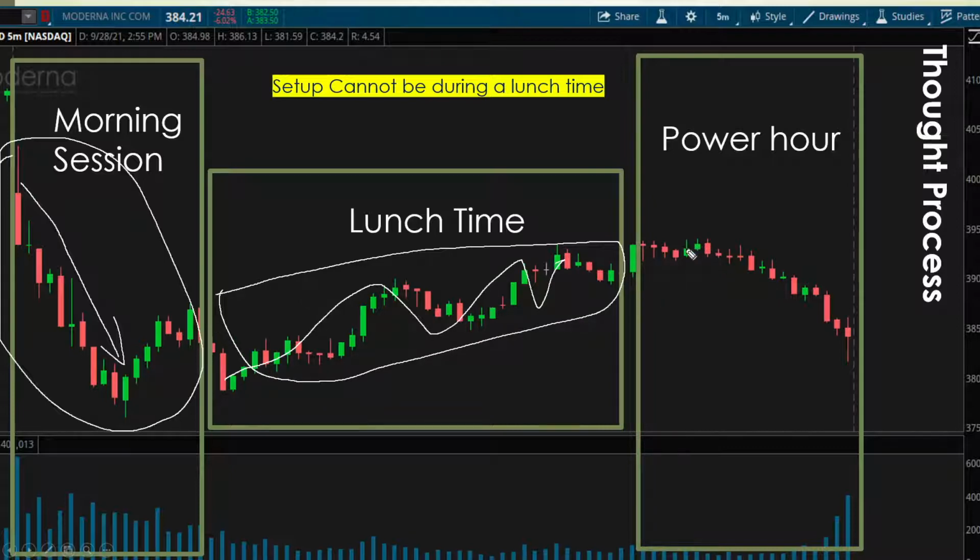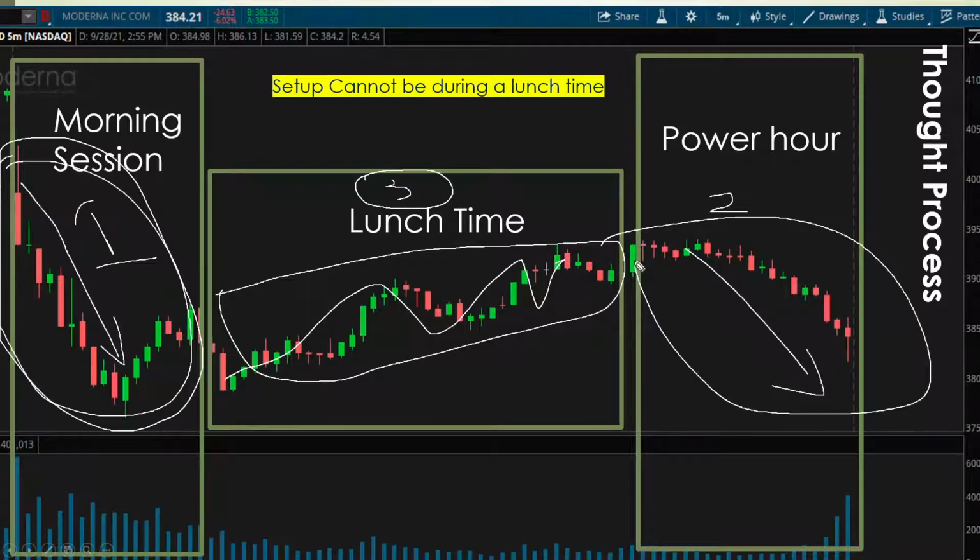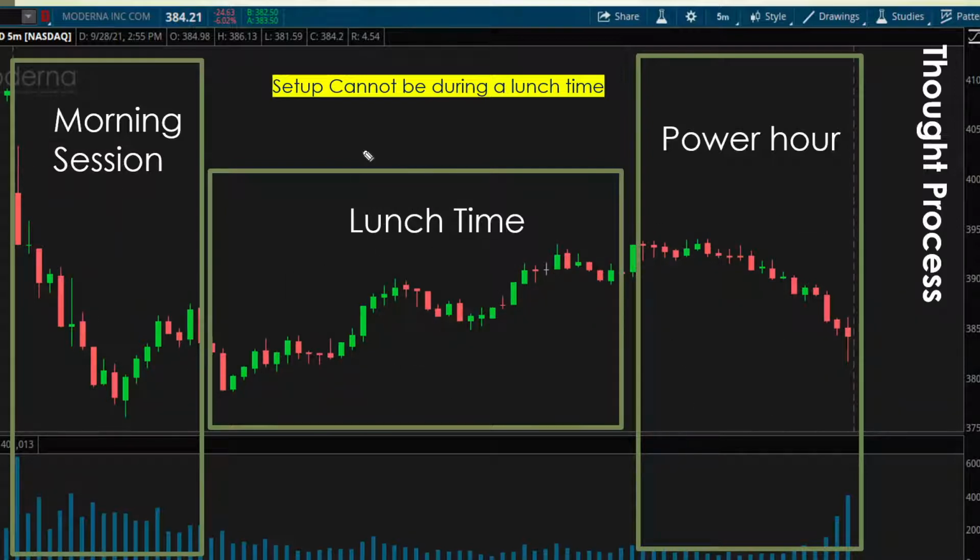And then in the power hour, the stock moves up again. So really, the best two times to trade are, the best time is the morning session, which is number one. Then second is the power hour. And then you don't even want to trade the lunchtime. I don't trade the lunchtime, because in lunchtime, you don't get the best moves. Okay, so either you trade the morning session or you trade the power hour session, but not the lunchtime session. So I always look up, okay, I want to make sure that it's not lunchtime.